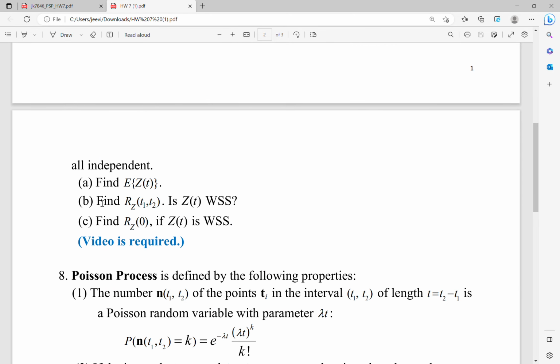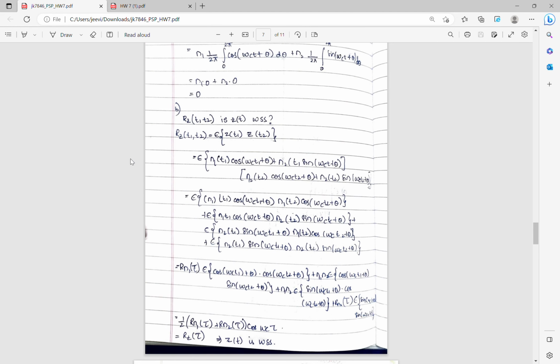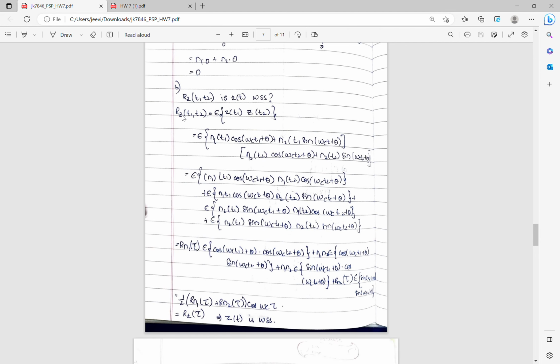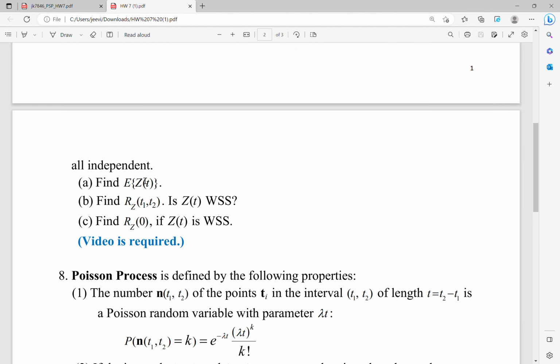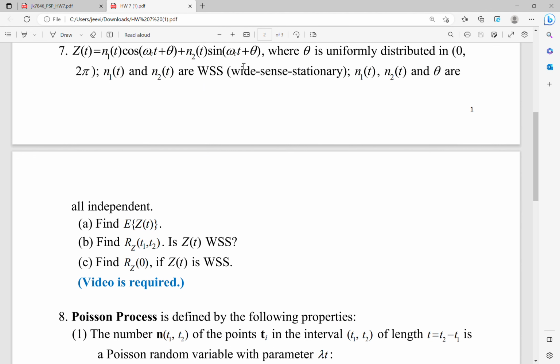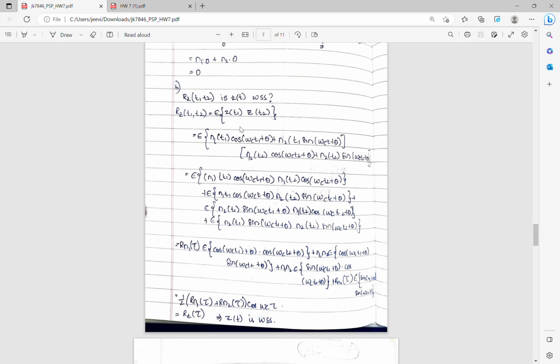In the second part, we are asked to find the value of Rz(t1, t2), and are also asked to find out if z of t is WSS, which is wide-sense stationary. Now, this is a condition of autocorrelation. We can write Rz(t1, t2) as the expected value of z(t1) times z(t2). We know the value of z of t, which is given in the question, that is this equation. Now we will be substituting that for t values t1 and t2.